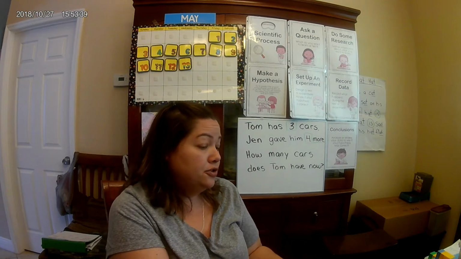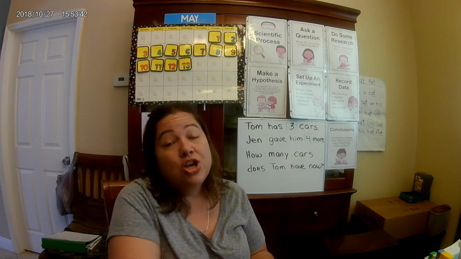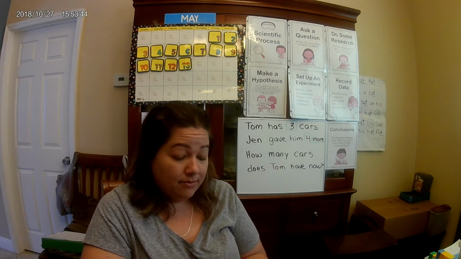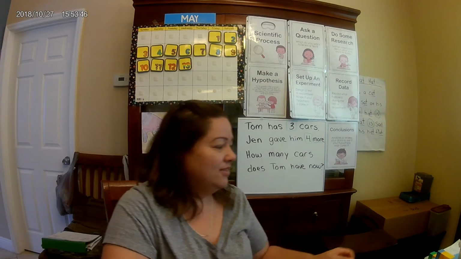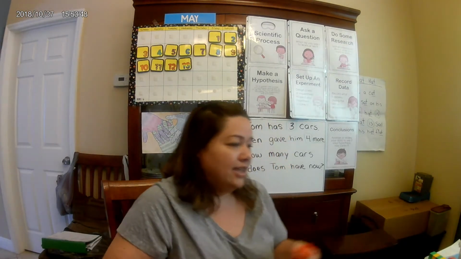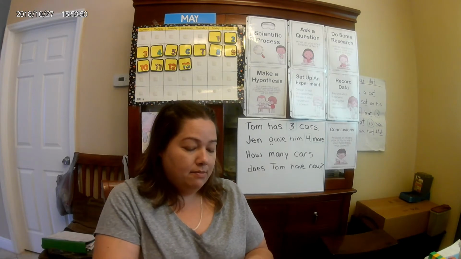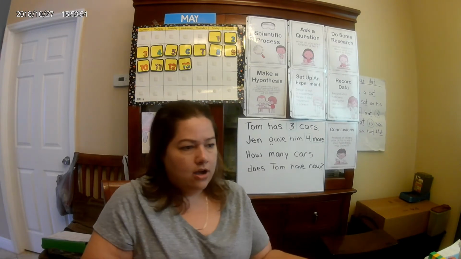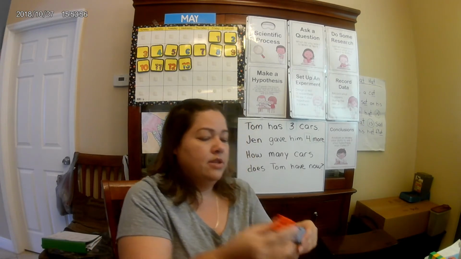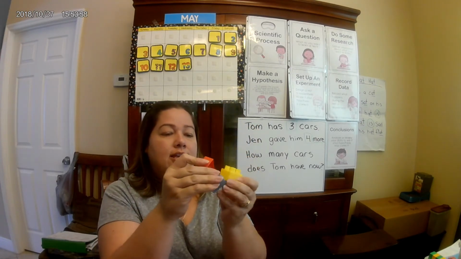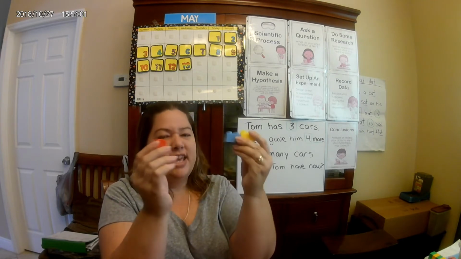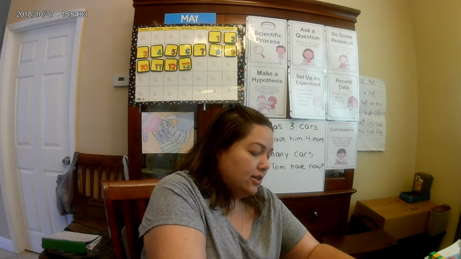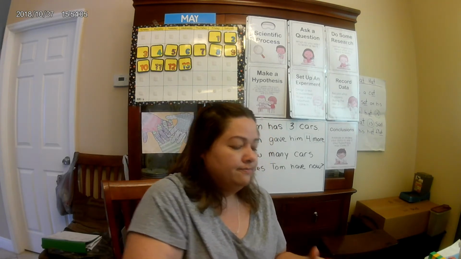So here you can use your blocks, or if you have cars, you can use cars to just count actual cars. Okay, I'm going to use my blocks since I have them right here. So I'm going to take my 3 cars. So he said he had 3 cars. Here's 1, 2, and 3. So he has a red car, a blue car, and a yellow car. We'll just call it that. So here's my 3 cars.